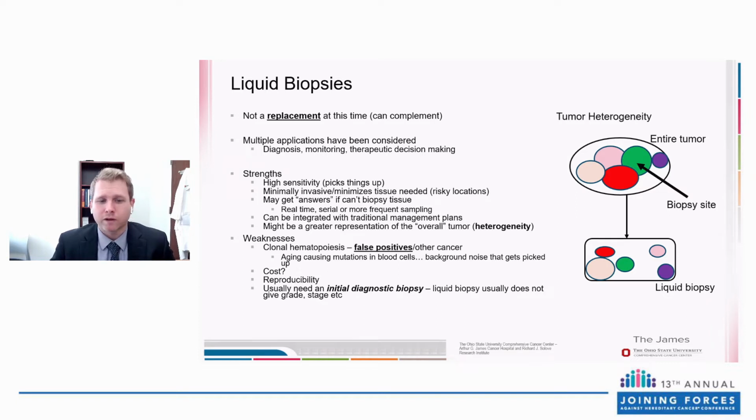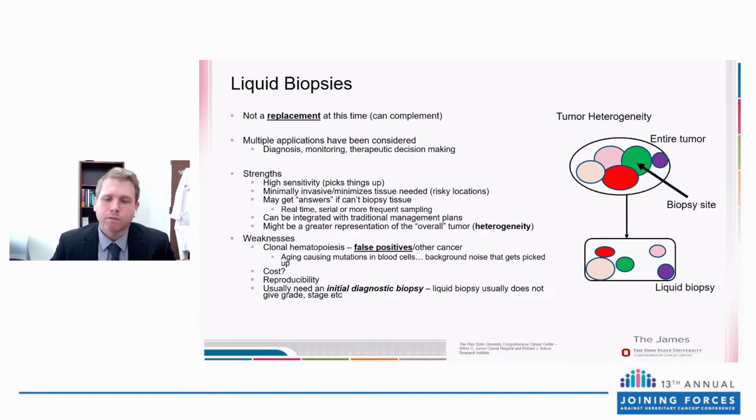Liquid biopsies can be integrated with traditional management plans. So we might already have our well-established foundation of my counseling for patients, my treatment for patients, my monitoring of patients, but liquid biopsies may be able to supplement some of the deficiencies that we have in our current management of certain cancer types.